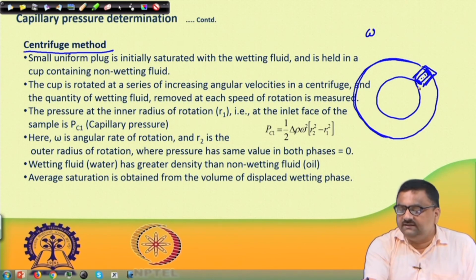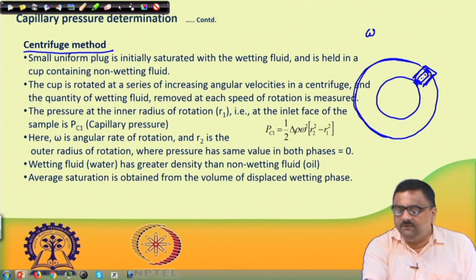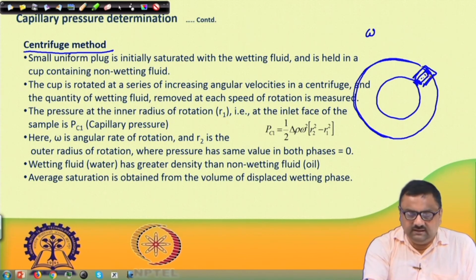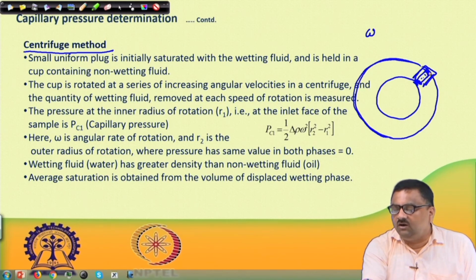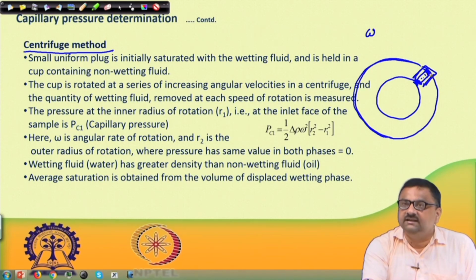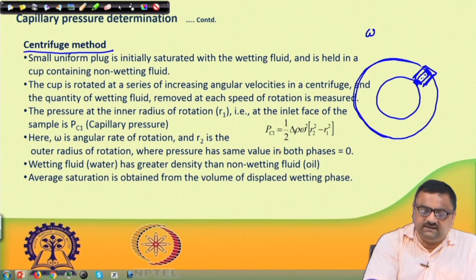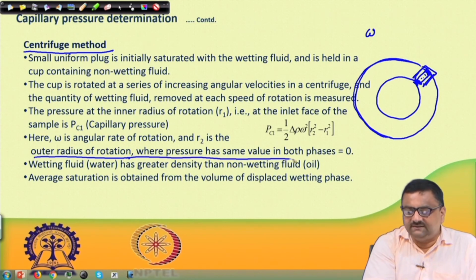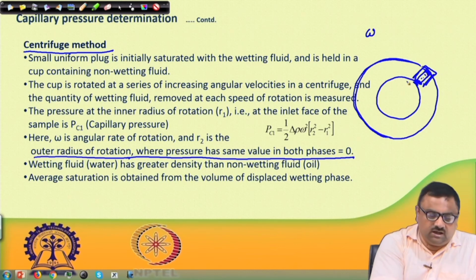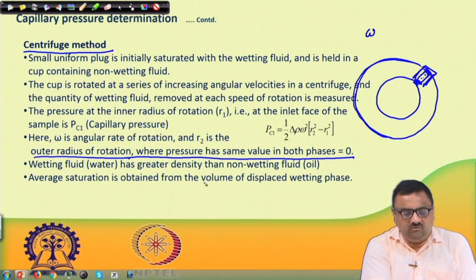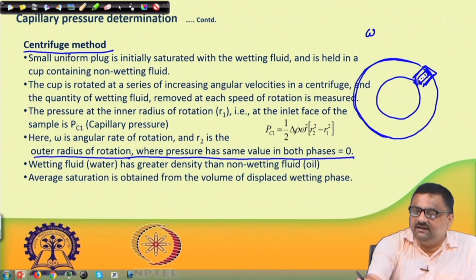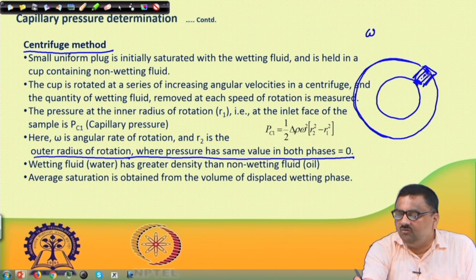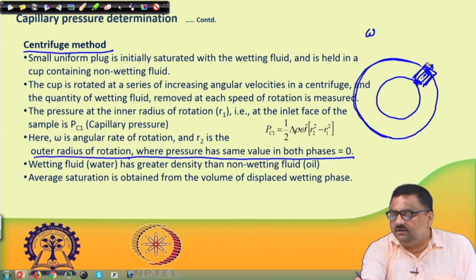So, PC1 is defined as this, and the capillary pressure at the other end, the pressure of water and oil at the other end, is basically 0. Here omega is the angular rate of rotation and R2 is the outer radius of rotation, where pressure has the same value in both phases, because it is open. Now, wetting fluid has greater density than non-wetting fluid. So, as omega is increased, wetting fluid will tend to go out and will be collected in the cup.